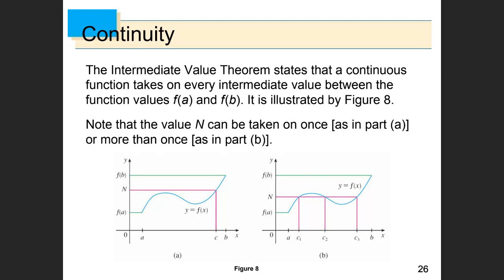But now, if you look at case number B, n can be taken more than once. So, for example, C1, I'm just going to highlight that, C1 there leads to the same n. C2 there leads to the same n. C3 in this case leads to the same n. All right.